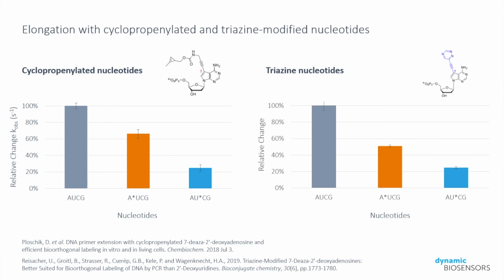You can see in this slide from the bar graphs that the natural nucleotides are normalized to 100%. Then there is a significant reduction in the rate of incorporation when working with other chemically modified nucleotides. We observed this behavior for both cyclopropynylated and triazine-modified nucleotides. In both of the cases, both artificial nucleotides, adenine and uracil, are incorporated, and the elongation rate is reduced, with a modified uracil having a stronger effect.